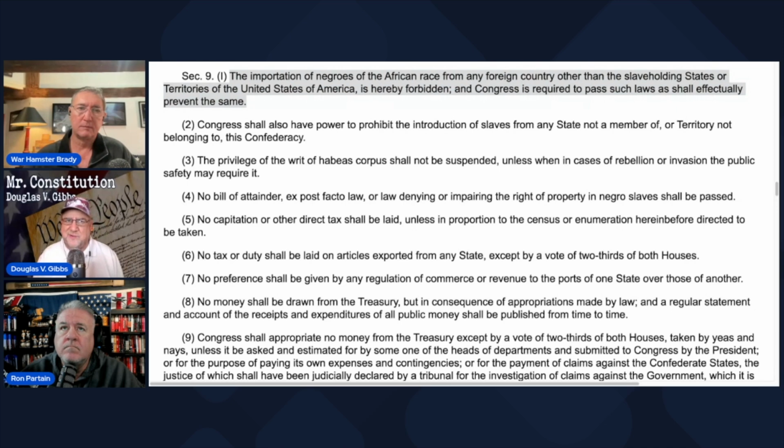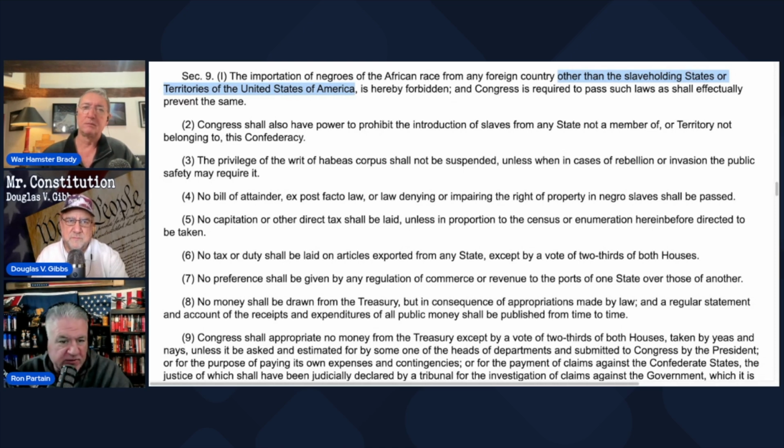In the other words, they're talking specifically about that group when it comes to slavery. In the U.S. Constitution, it wasn't only blacks that were slaves. There were white slaves, and that's why they say such persons. What's interesting to me is they say importation from any foreign country other than the slaveholding states or territories of the United States of America. In other words, slaves from Maryland or Kentucky could be bought and transferred into the Confederacy. Exactly. But it's important to notice that the United States had already outlawed the importation of slaves, so you're only drawing from slaves already in the United States, and their children.